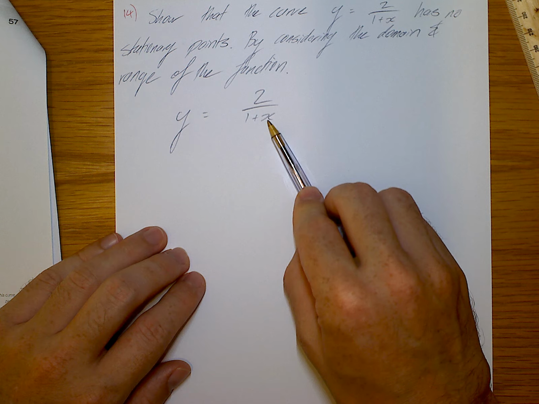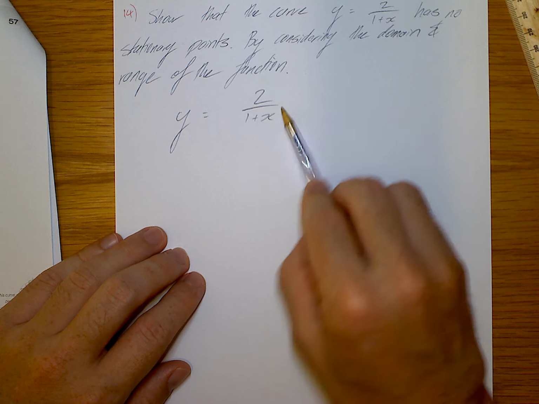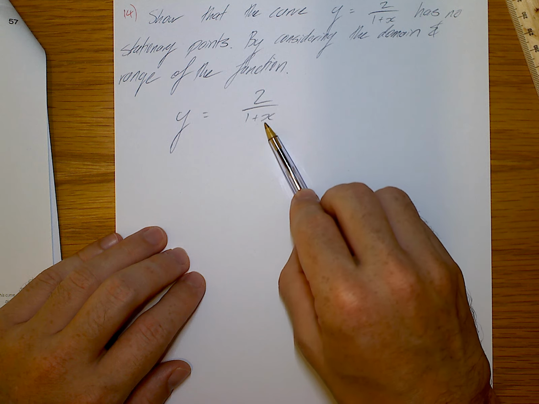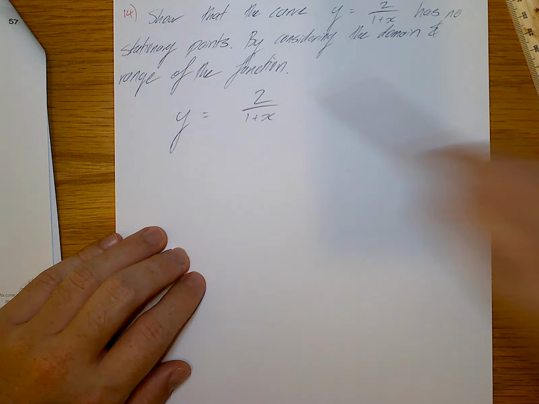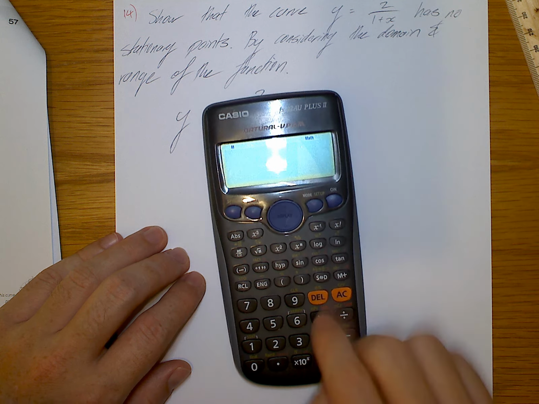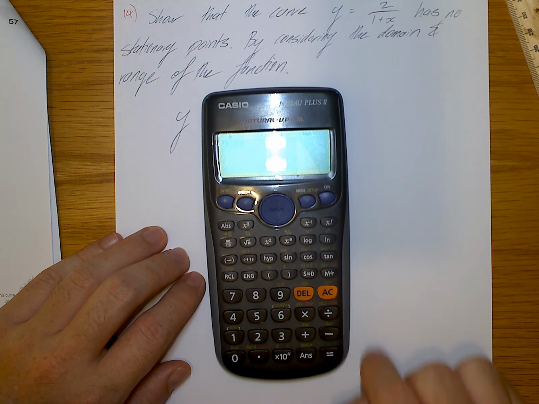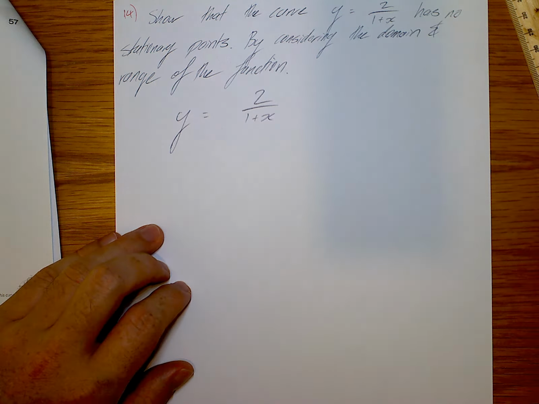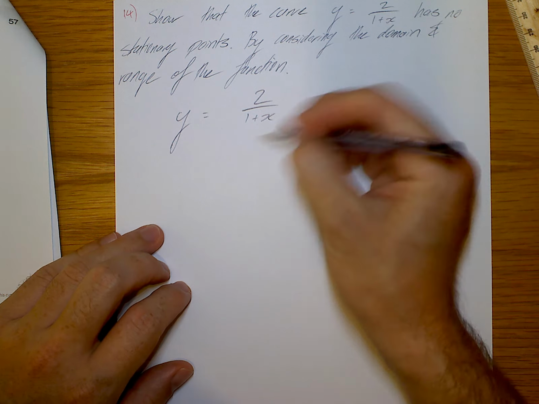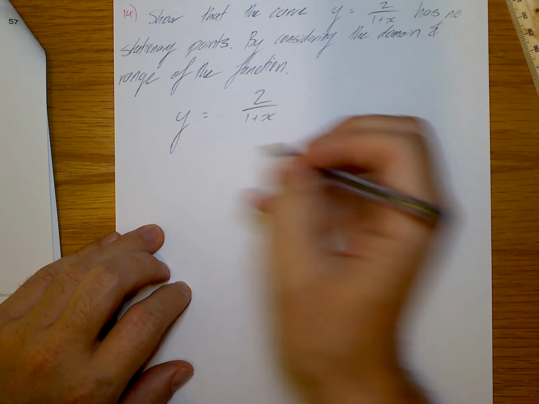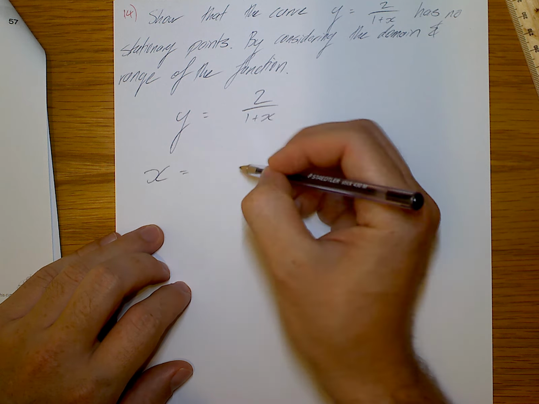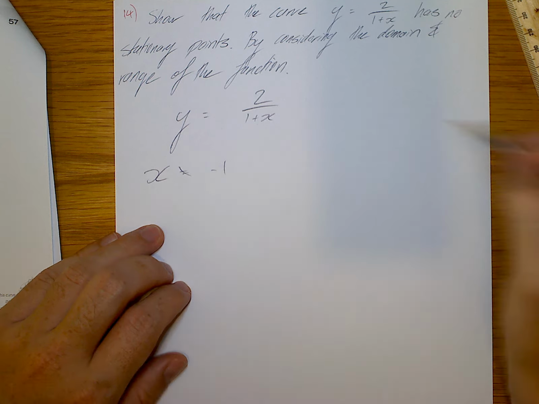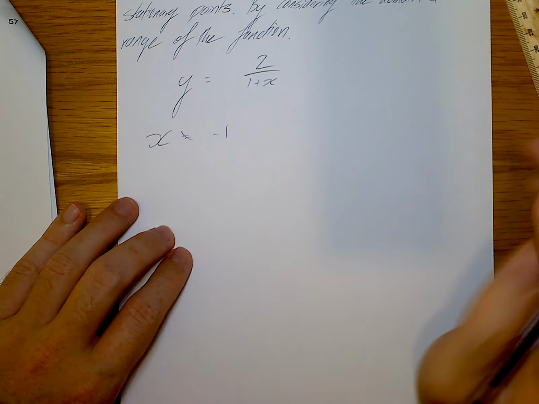If we make x negative 1, 2 divided by 0 is an impossibility. So, just to show you, 2 divided by 0, maths error. We cannot do this. Okay? So we definitely know that x, in this function, cannot equal negative 1. Okay, so we have an asymptote.